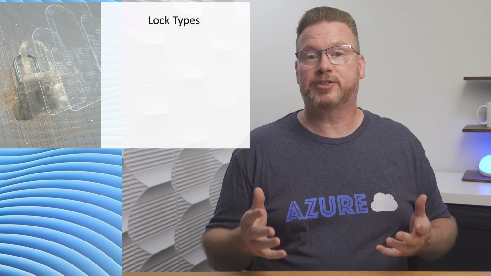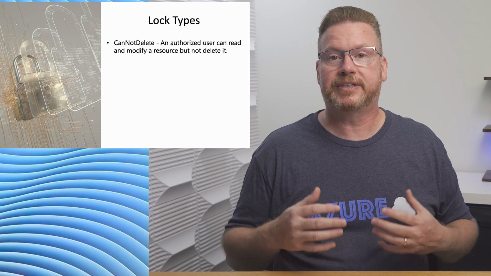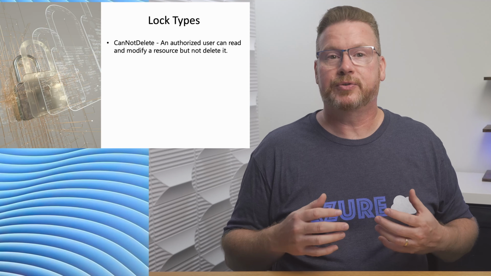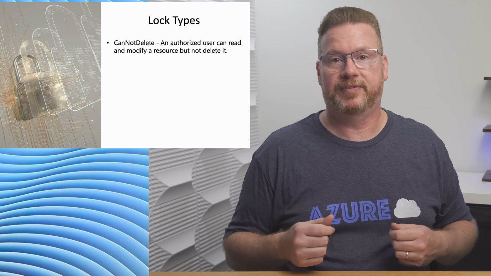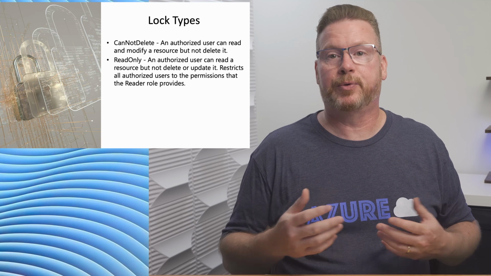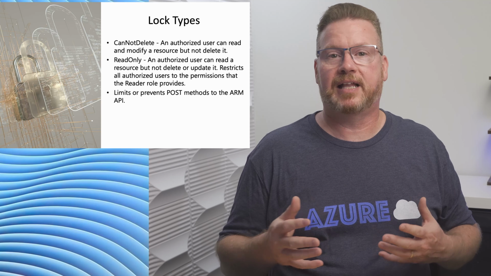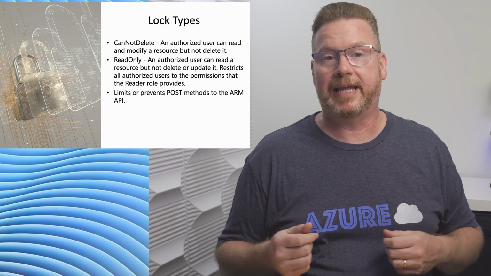There are two types of locks we can apply. The first is cannot delete. This means an authorized user can read and modify a resource, but cannot delete it. So storage capacity could be changed on a resource, but it can't be removed. Next is read-only. As the name implies, administrators can view and read the resource, but not modify or delete it. Behind the scenes, the lock prevents the post method from being sent to the Azure Resource Manager API.